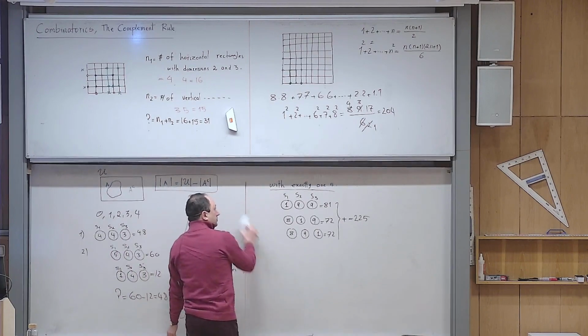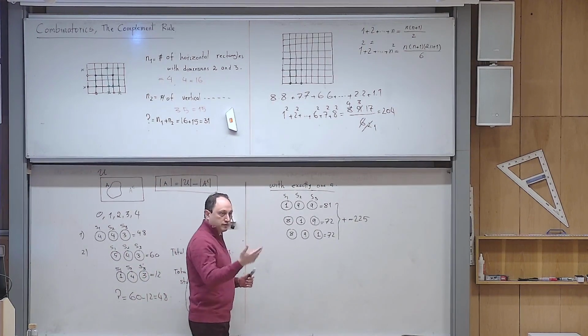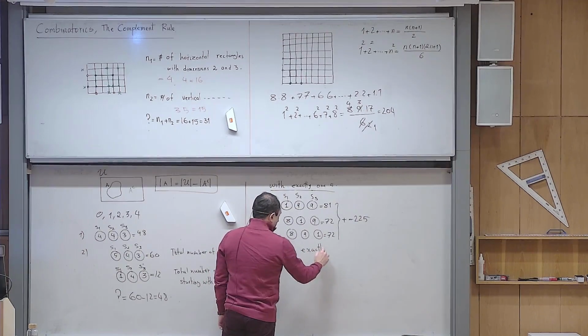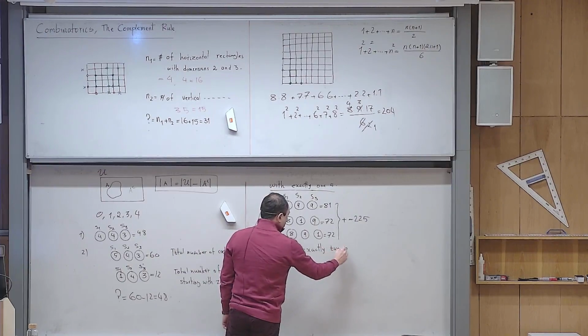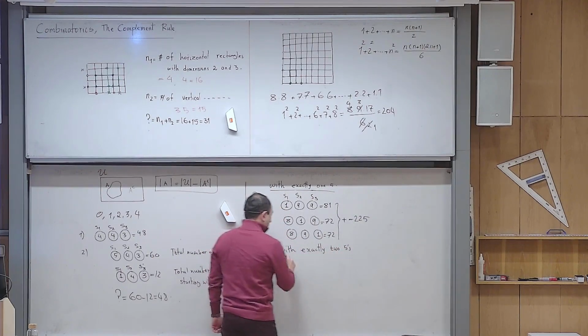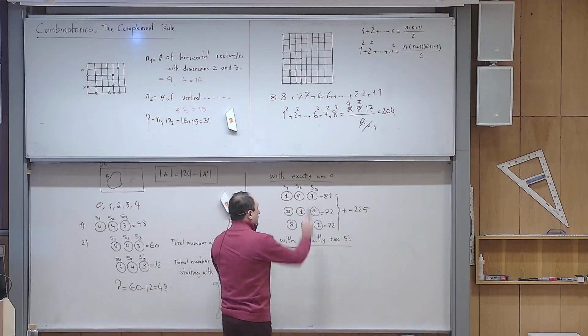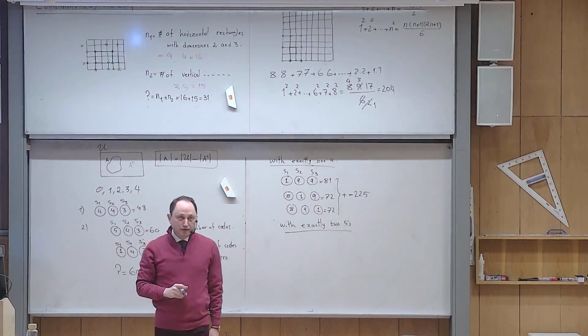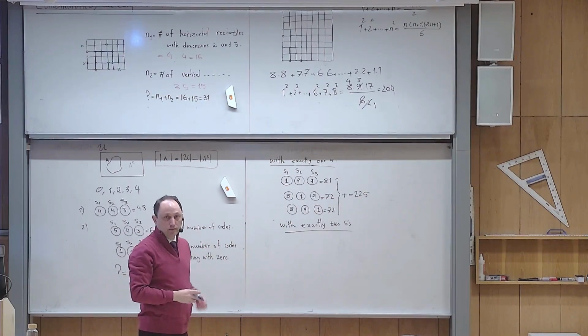And then of course, with exactly two 5s, yes? With exactly two 5s, something like this. And then, okay, again, how many scenarios do I have to consider if I want to have two 5s?